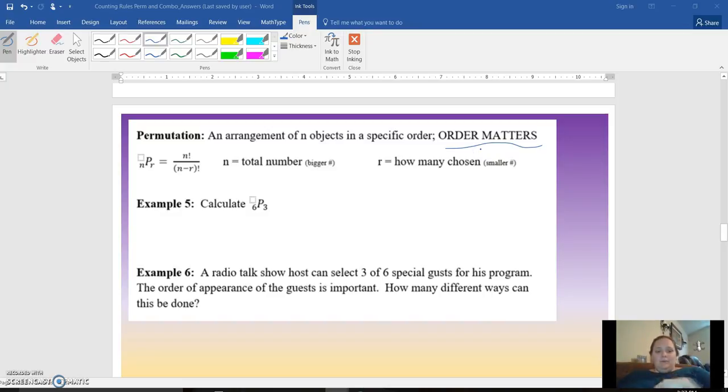So for example, if we had 3 letters, ABC, if order matters, ABC is not the same as CBA. Those are not the same. When order doesn't matter, then those two are the exact same because it doesn't matter what order those come in.